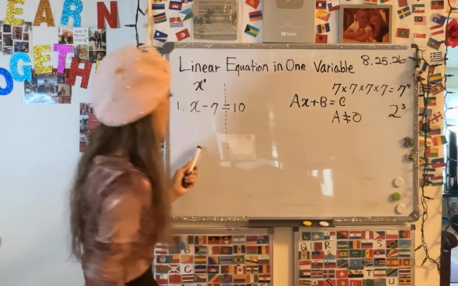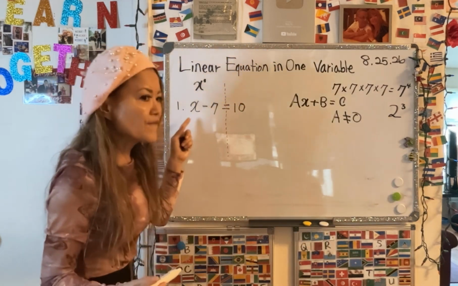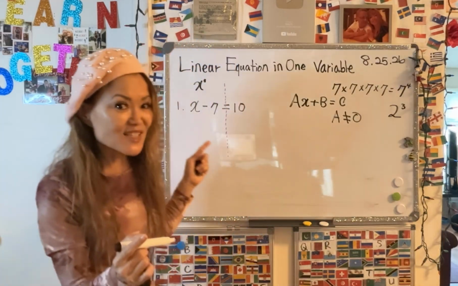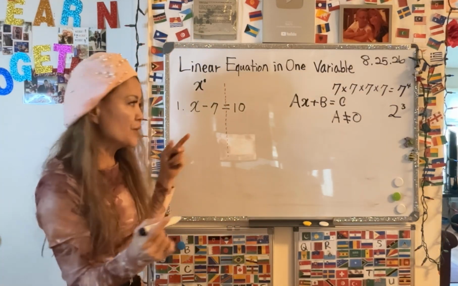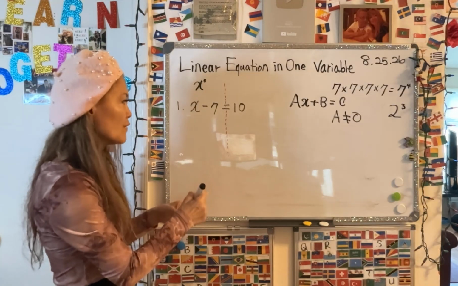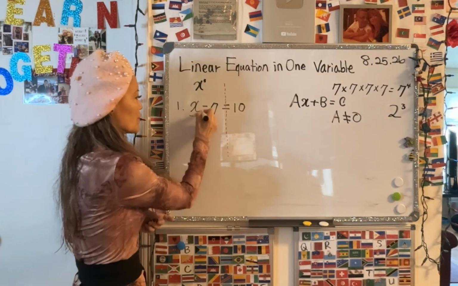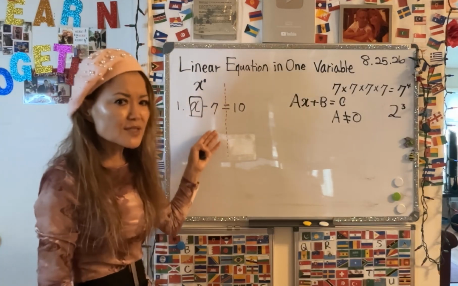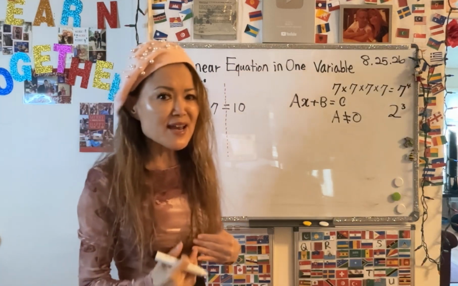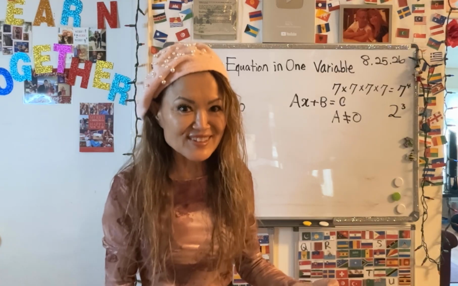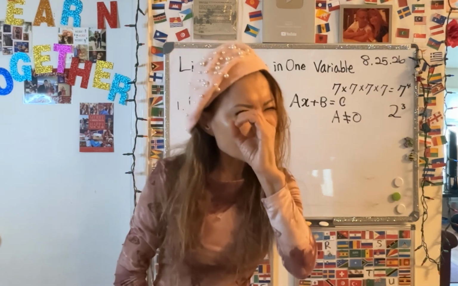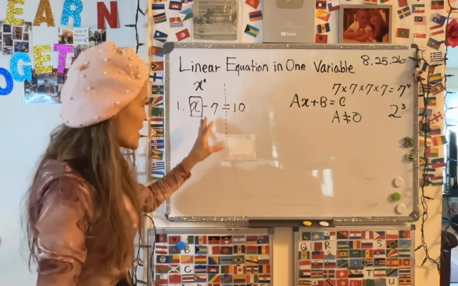Okay, and what is the variable? James? X. X is a variable. Yeah, it's not the number. So X is a variable. We are looking for the X. And where is it? On -7. We need to eliminate the -7. So how can we eliminate it and make 0? Okay, so eliminate it to 0.